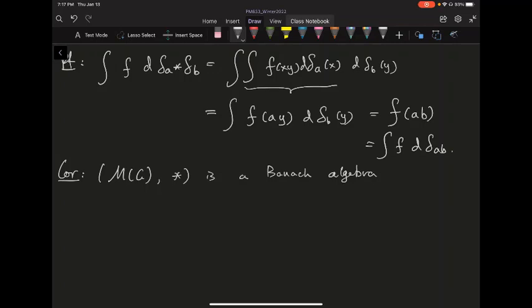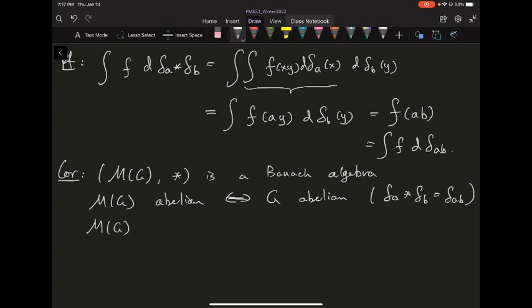It's also going to be abelian if and only if G is abelian. Okay, so M(G) is abelian if and only if G is abelian. That basically just follows from the fact that delta_a convolved with delta_b is equal to delta_{ab}. So if M(G) is abelian, then delta_a times delta_b is delta_b times delta_a, so ab has to be equal to ba. Okay, so that's kind of trivial. And finally, the convolution algebra M(G) is always unital. Okay, so that's always unital.